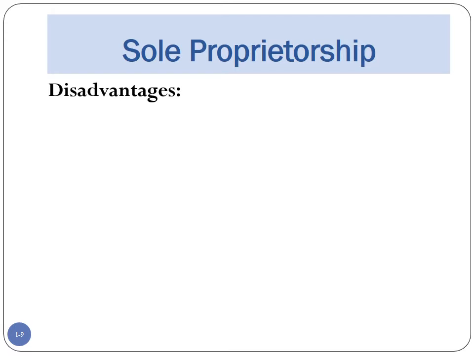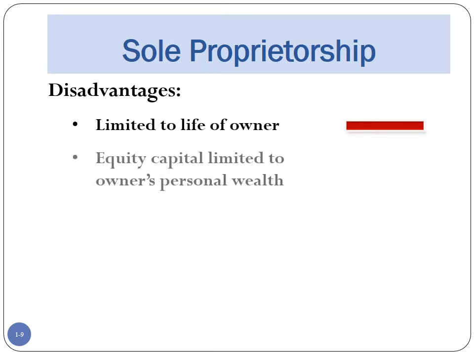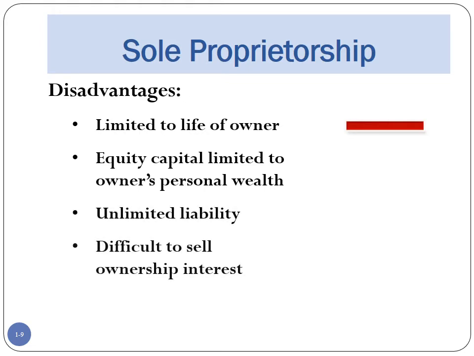However, there are several important disadvantages. The proprietorship essentially ends when the owner dies. It's limited to the life of the owner. The equity capital is limited to the owner's personal wealth, which means that the owner's personal assets can be used to pay off the debts of the business. It has unlimited liability, which means that the owner is responsible for all the debts, and it's difficult to sell the ownership interest.